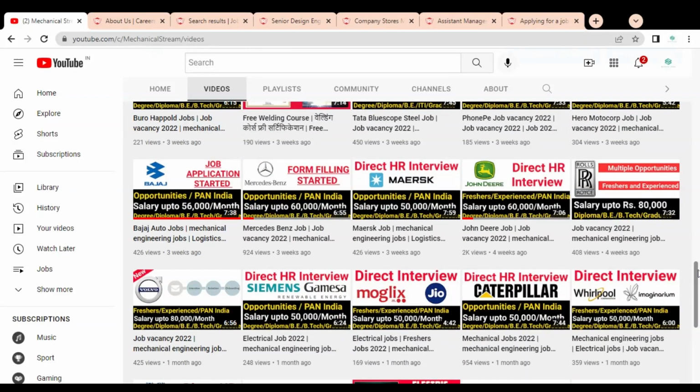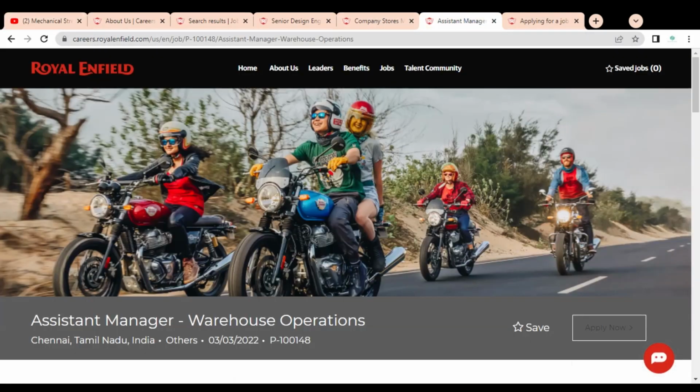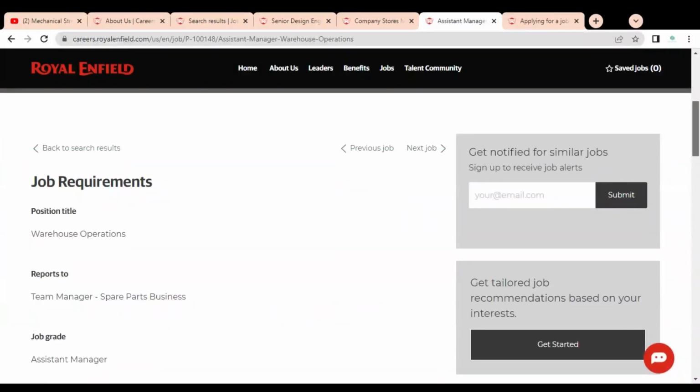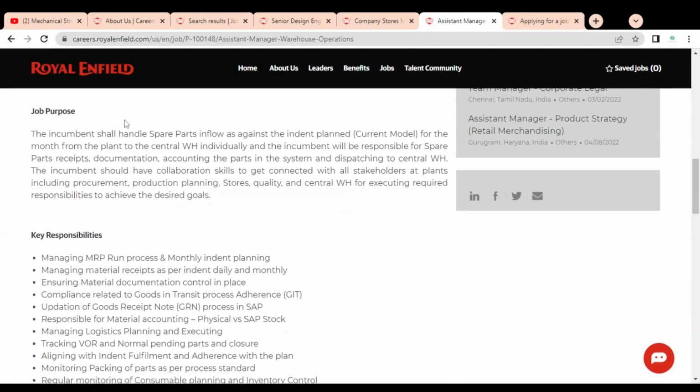So friend, let's check the last job opportunity, that is assistant manager for the warehouse operation. So friend, you can see the location is Chennai. You can see the job purpose is given, that is you shall handle spare parts inflow as against the intent planned for the month for the plant to the centrals.